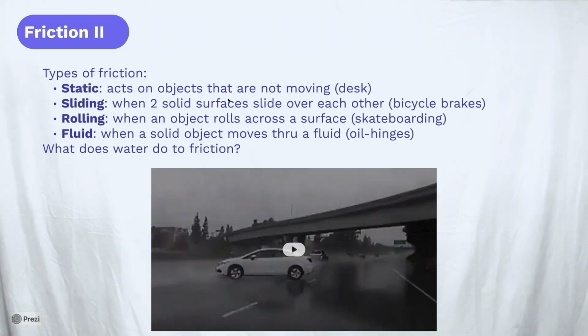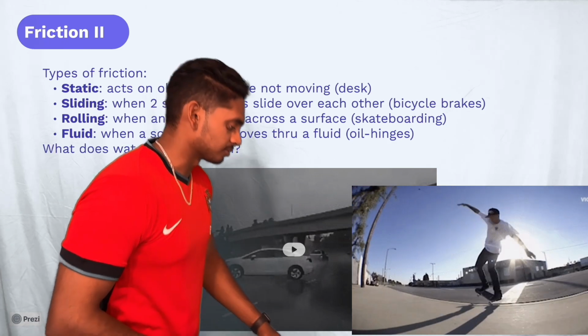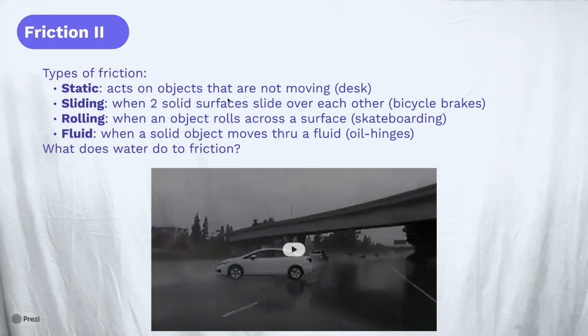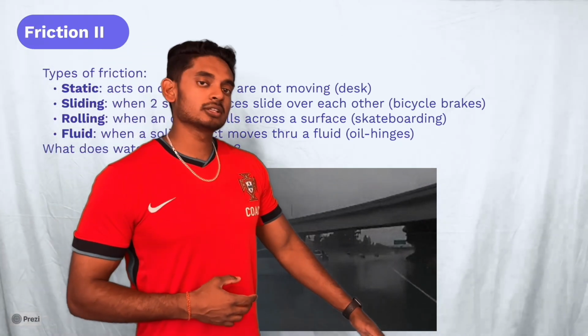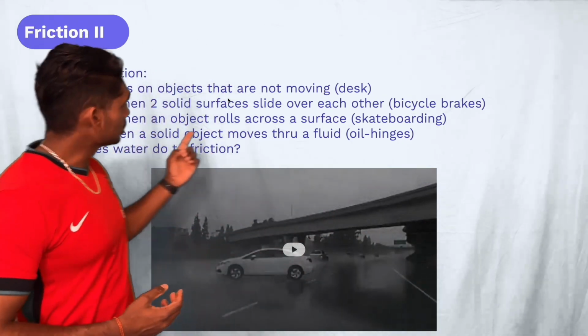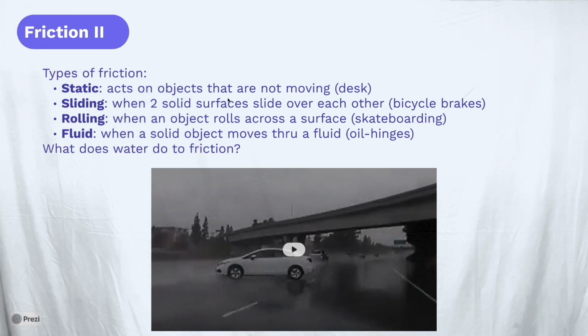Rolling friction: when an object rolls across a surface, like skateboarding. If you've ever jumped on a skateboard, you have to keep doing this thing with your leg. I don't know if you can see it, but why do you have to keep doing that? Because if you pushed once and kept rolling, that would mean there was no friction and you'd roll on forever. Since there's rolling friction, you have to keep pushing because the friction slows you down. It is a force against you.